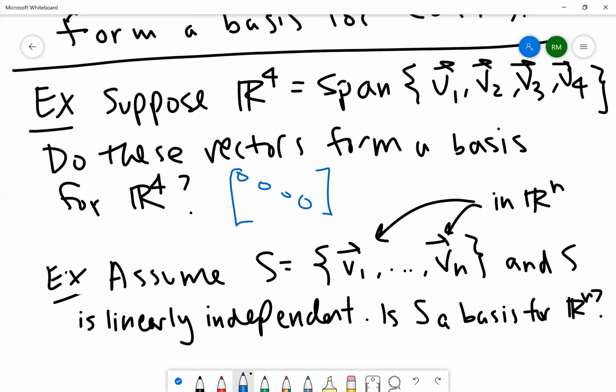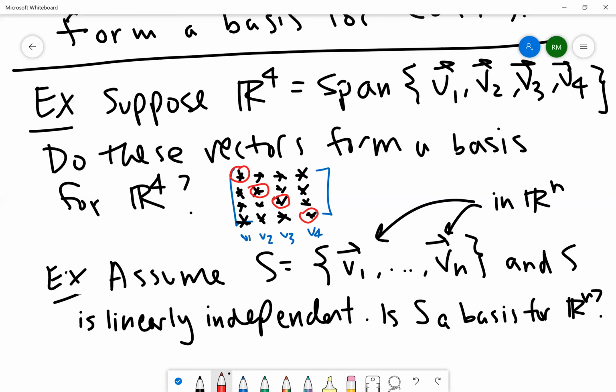I want to put little stars in the matrix for the pivots, since we don't know what these entries are. So if we create a matrix whose columns are the vectors v1, v2, v3, and v4, we know that since the vectors span R4, we have a pivot in every row. Therefore, we must have a pivot in every column. And when you have a pivot in every column, they're linearly independent. And so therefore, yes, this is a basis.